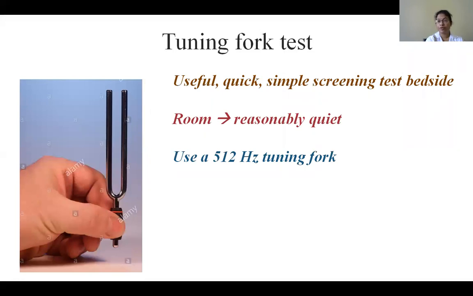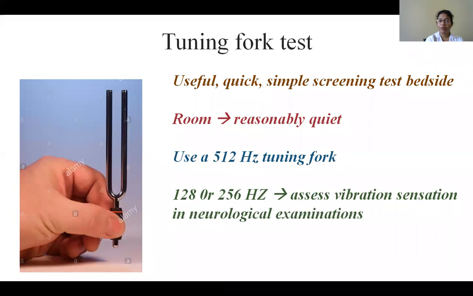As we know, we have different frequencies of tuning forks, out of which we choose the highest one, that is 512. We do not prefer 128 or 256 Hertz because it is usually used for assessing the vibration sensation in case of neurological examination. So whenever you have to choose a tuning fork for hearing test, be very careful that you always choose the highest one, that is 512 Hertz, not the lower frequency. Lower frequencies are used to assess vibration test, whereas 512 is used to assess hearing.